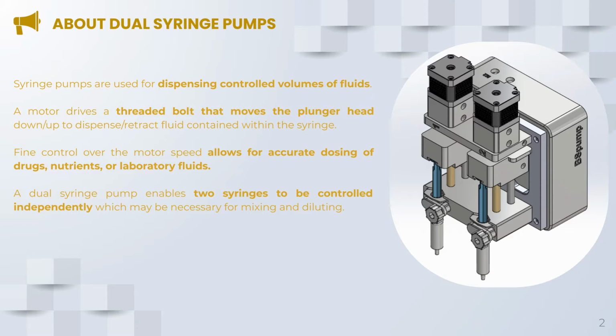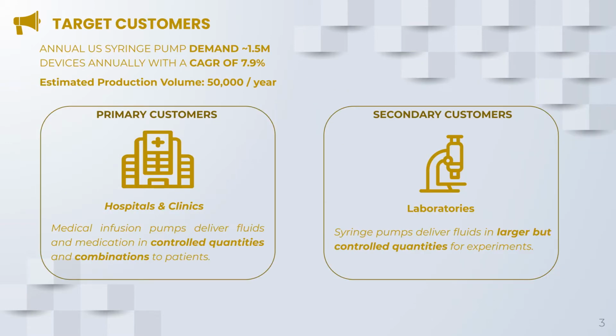The product variant pictured here allows for independent control of two syringes, which is useful for mixing and diluting processes. We identified two customer segments: medical facilities such as hospitals or clinics, as well as laboratory environments. While both customers require fine fluid control, hospitals may have need for diluting and mixing medication, while laboratories may not need such mixing capabilities and may instead prefer a larger range of controllable fluid volumes. These customer demand differences are what drove the features of our product variants.